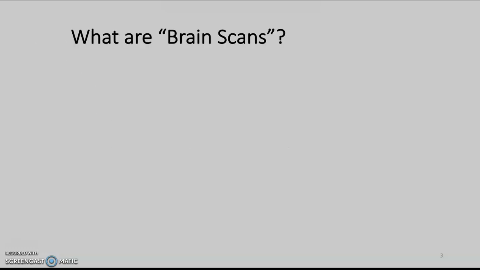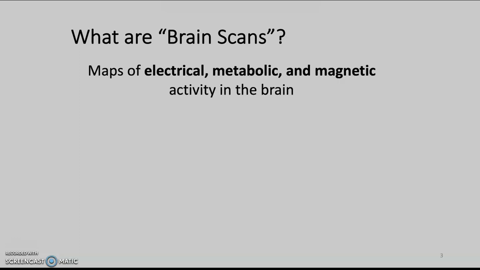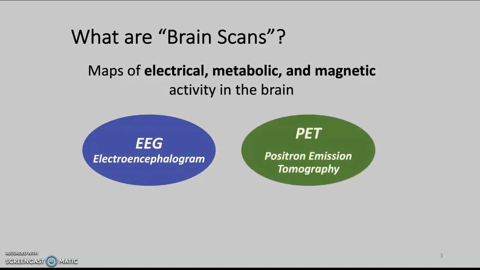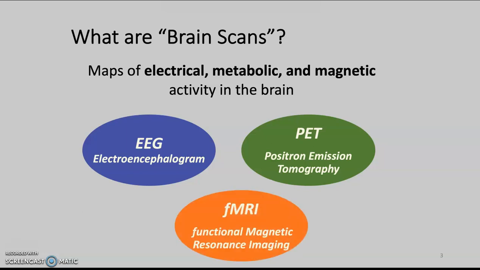Brain imaging techniques or brain scans are tools for mapping brain structure and function. They achieve this through a variety of mechanisms, as we shall see with regard to EEGs or electroencephalograms, PET scans or positron emission tomography, and fMRIs or functional magnetic resonance imaging.